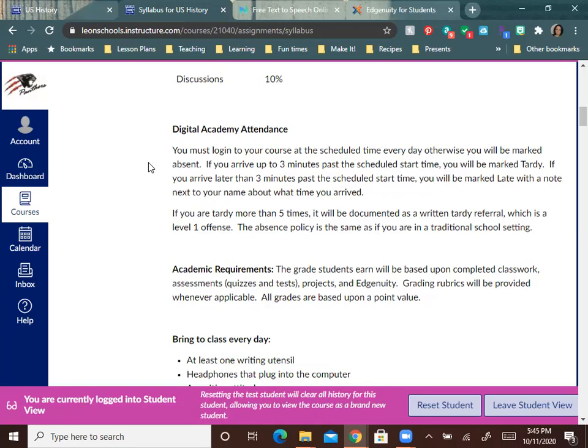If you're tardy more than 5 times, it's going to be documented as a written tardy referral, which is a level 1 offense, and the absence policy is the same as if you were in a traditional school setting. This is directly from the school. I didn't make that up.